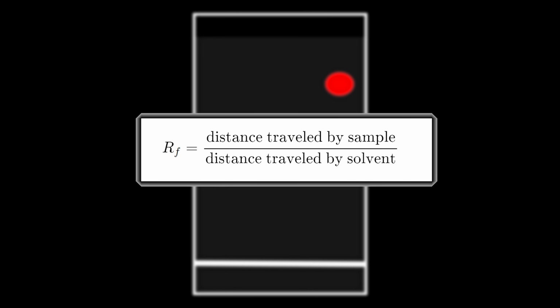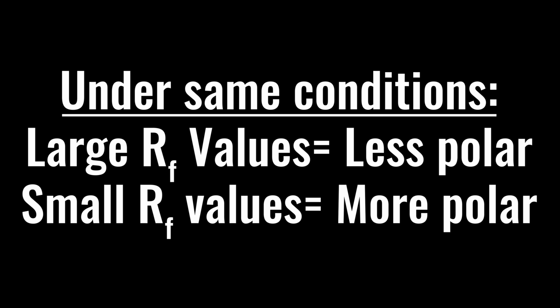This is because we need to get a value called the RF value. The RF value is the distance traveled by sample divided by distance traveled by solvent. Measuring from the baseline, you measure how far the sample went up, and then how far the solvent went up, and you divide them. And because each compound should have a unique RF value, they can be used to identify compounds. And under the same conditions in TLC, generally large RF values are less polar compounds, and small RF values are generally more polar compounds.